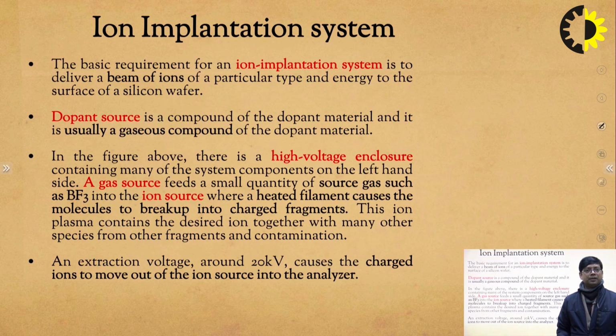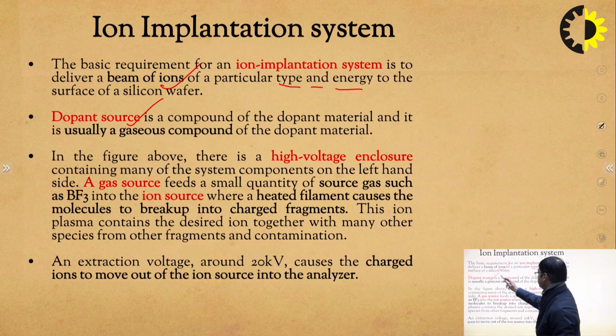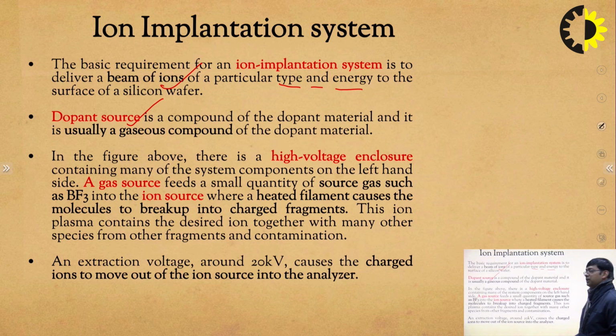Now, the basic requirement for an ion implantation system is to deliver a beam of ions of a particular type and energy to the surface of a silicon wafer. The dopant source is a compound of the dopant material and is usually a gaseous compound of the dopant.